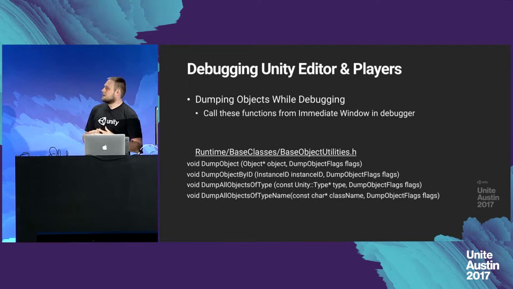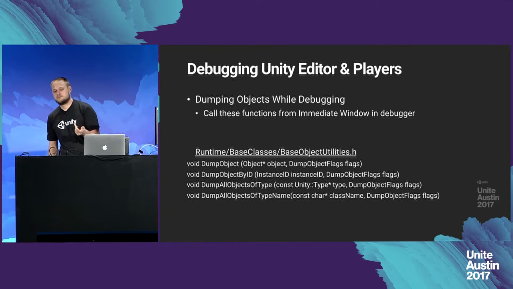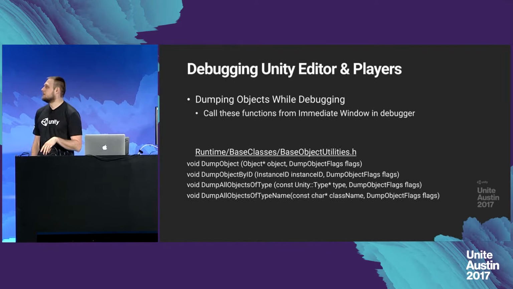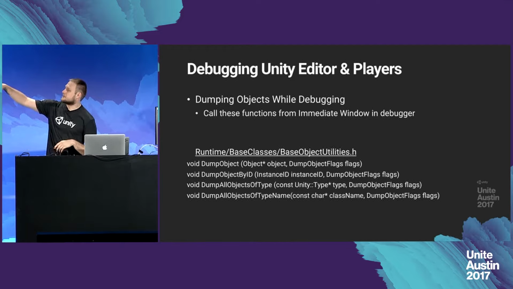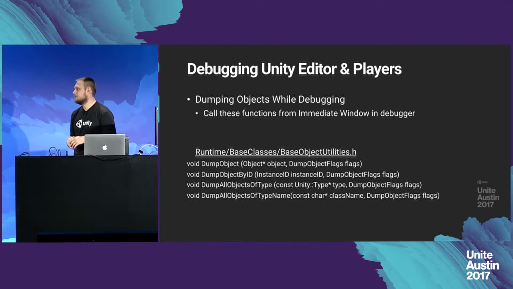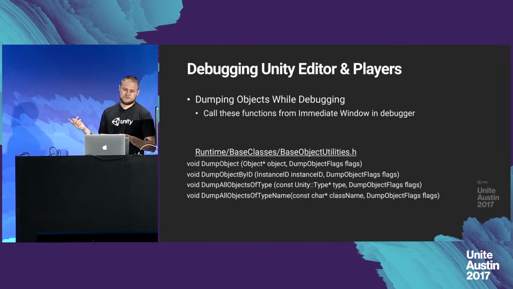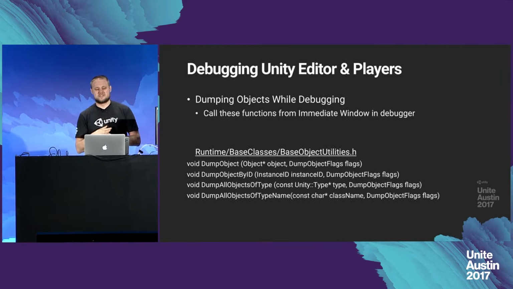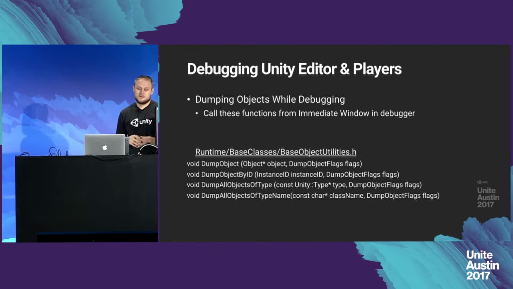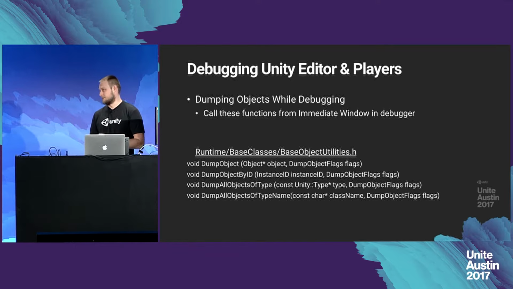In 2017.1, we actually have these functions that you can call at debug time that essentially just dump objects from Unity. Just like we did with the mono function, you can call these directly from the immediate mode window or the console. If you need, you can find the definitions for these functions in that file there in the base object utilities. We have various different parameters that you can pass to get the object that you want, so you can use whatever makes sense in your context.